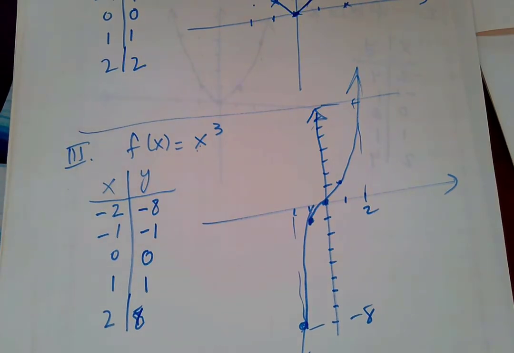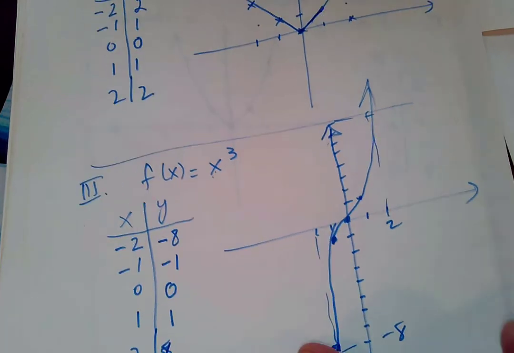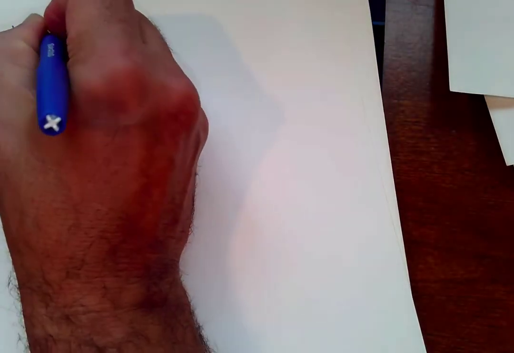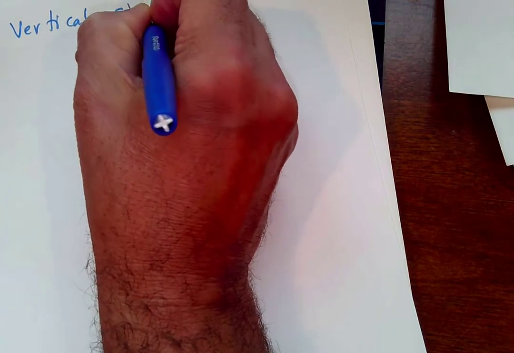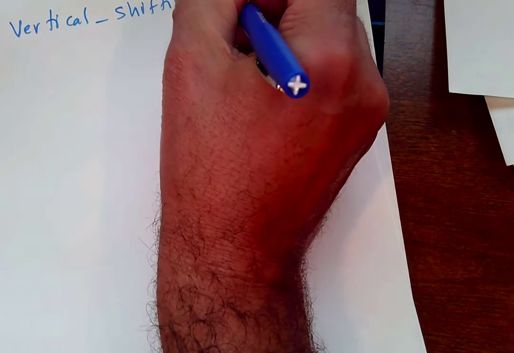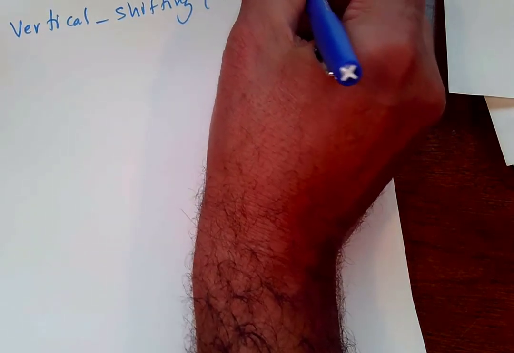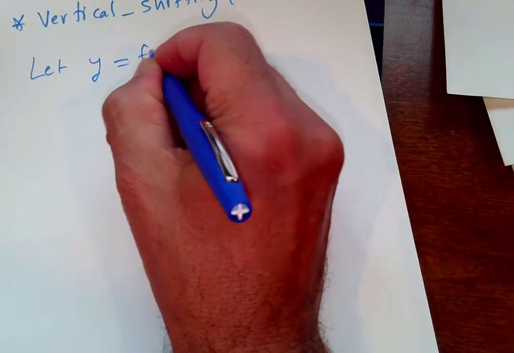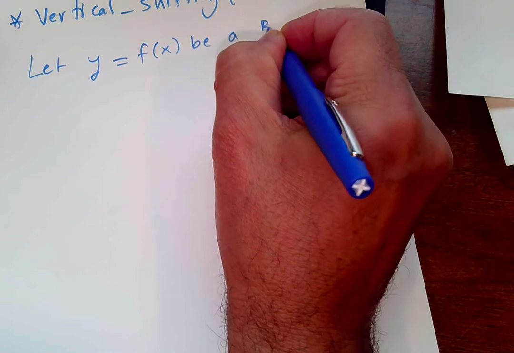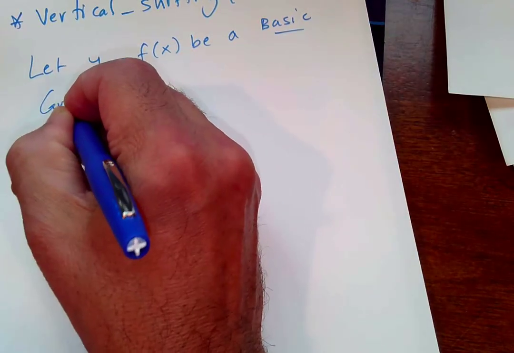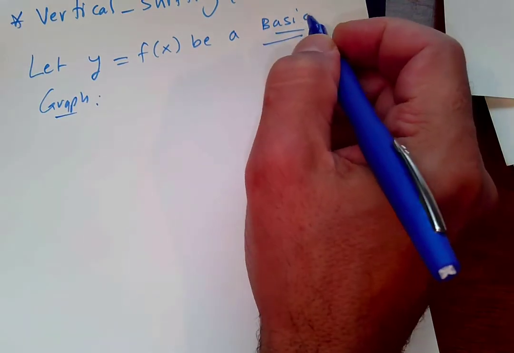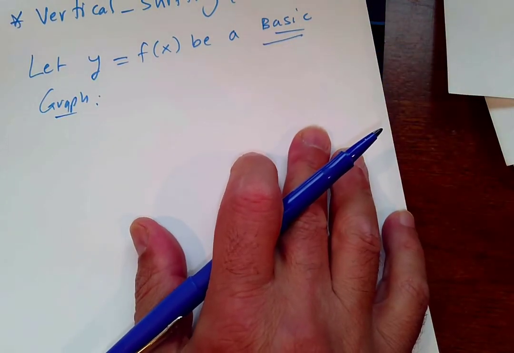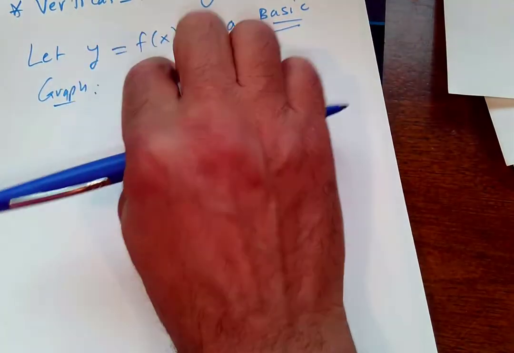Now, based on these basic graphs, we're going to talk about vertical shifting, or vertical translation. So let y equals f of x be a basic graph. And what is a basic graph for us now? It's the ones that we know, x squared, absolute value of x, and x cubed that I just went over. So it could be any one of them.